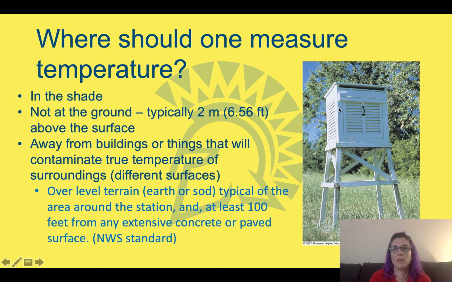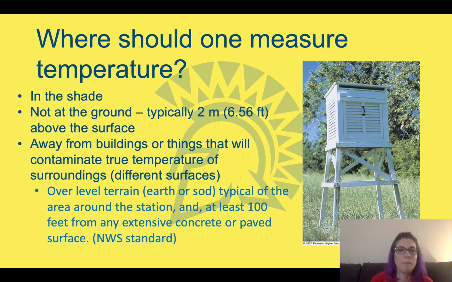The first thing you might notice is it's inside of a shelter, and that's on purpose because you don't want to be measuring the amount of radiation hitting that thermometer. You want to be measuring the actual air temperature. So the only correct way to do that is in the shade. The other thing is it's not on the ground, and you could probably already guess this, because it's way cooler and way warmer at the ground than it is just a little bit above the ground. So we don't want it on the ground. We want it about 1 to 1.5 meters up, about 5 feet or so.